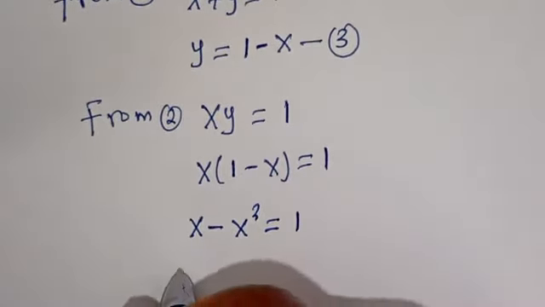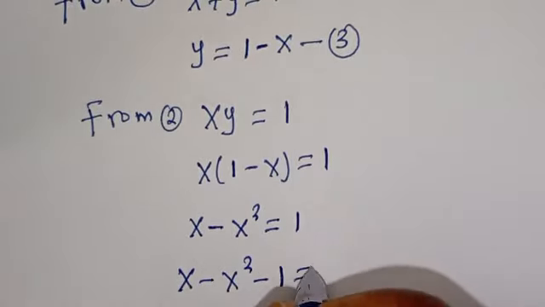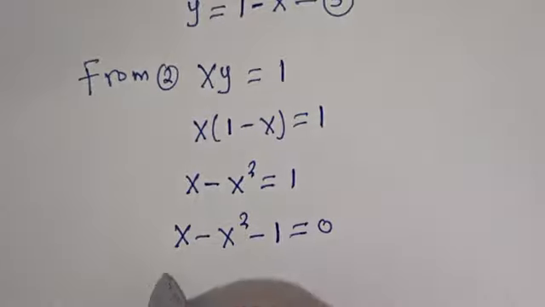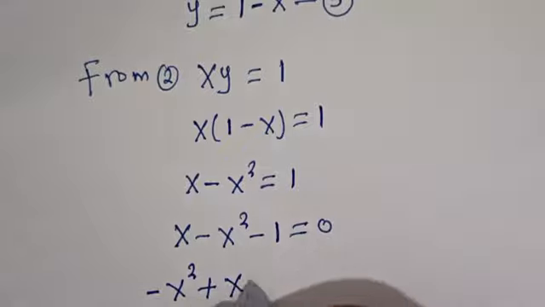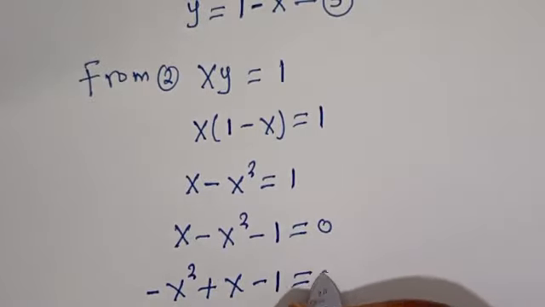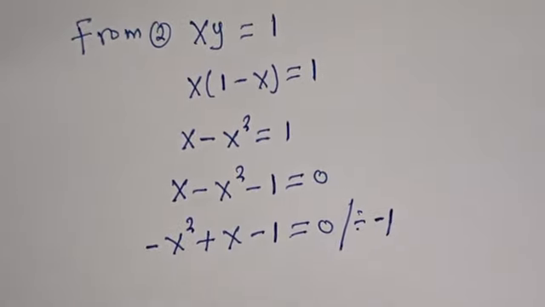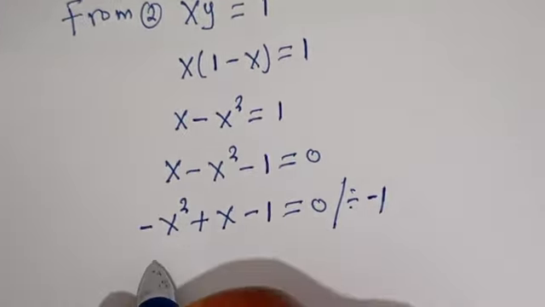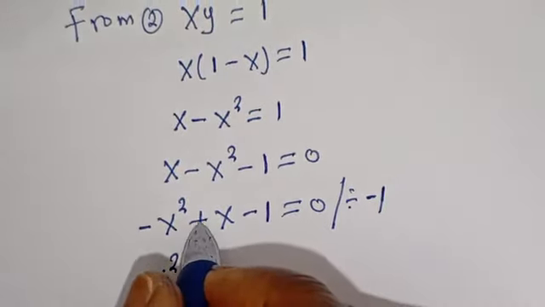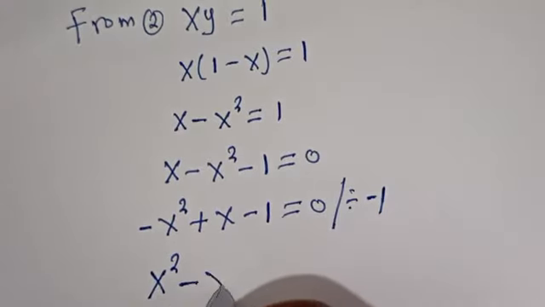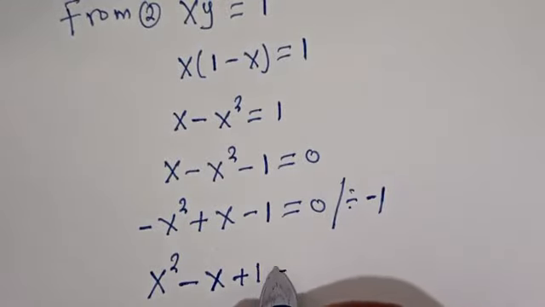Then here is x minus x square minus 1 is equal to 0. Let's rearrange this. We have minus x square plus x minus 1 is equal to 0. Let's divide all through by minus 1. Then if you divide minus x square by minus 1, we have x square. Then if you divide plus x by minus 1, it will be minus x. Then if you divide minus 1 by minus 1, we have plus 1 is equal to 0.